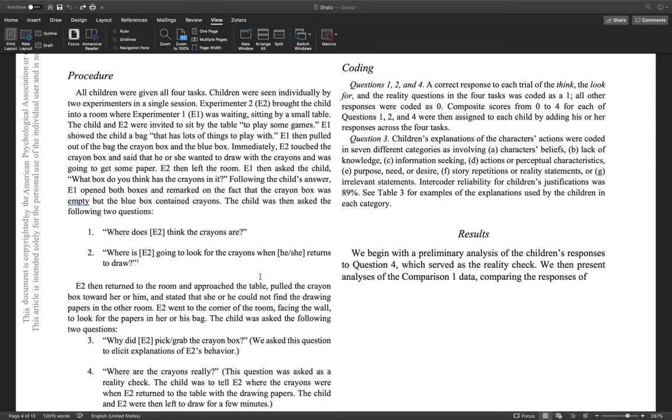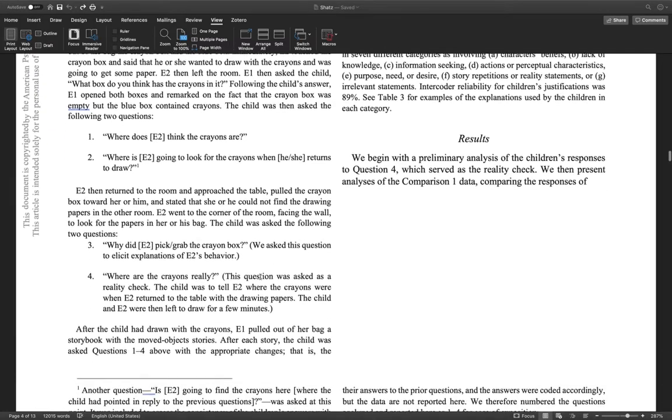E2 then returned to the room and approached the table, pulled the crayon box toward him or her, and stated that she or he could not find the drawing papers in the other room. E2 went to the corner of the room facing the wall to look for the papers in their bag. The child was asked the following 2 questions. So now the experimenter comes in, and he's so close to playing with the crayons, but he, she, or they cannot find the crayons or the paper. So now they go look for paper, and we ask kids more questions.